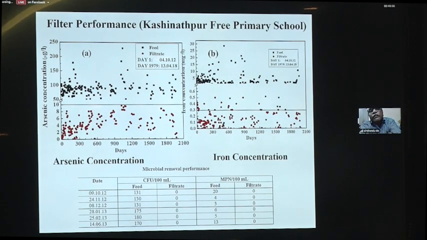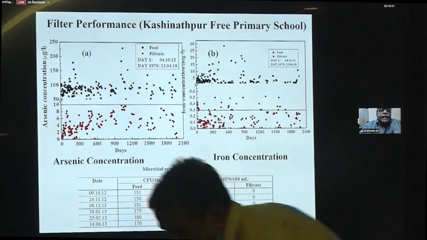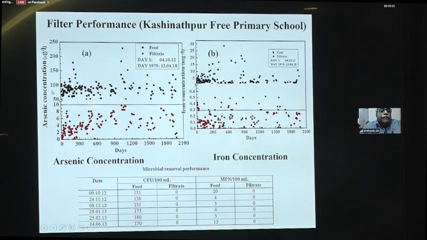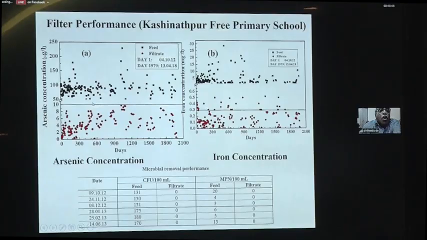So I have shown some of the results of this filter, the performance of the filter. In this figure, the first figure on the left hand side, I have given the arsenic concentration. On the right hand side, iron concentration. At the bottom, microbial concentration. It is data of 6 years, October 2012 to April 2018. All the black dots are the arsenic concentration in the feed. Red dots are the concentration in the filtrate. And 10 microgram per liter is the WHO limit.